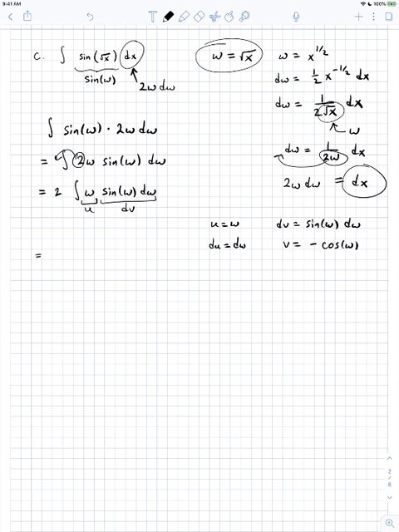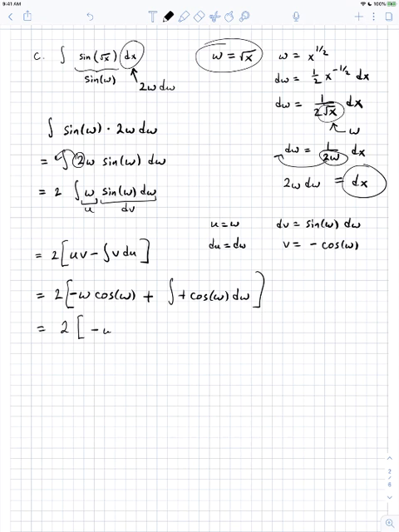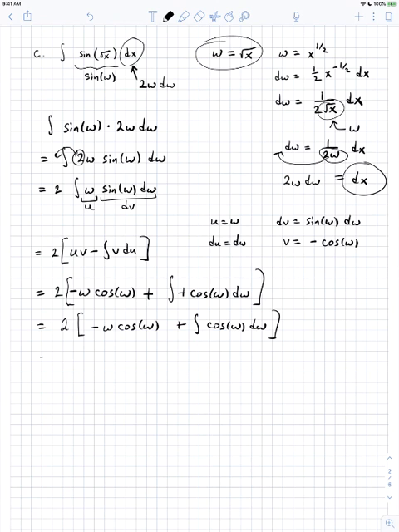So now this is going to be 2 times u times v minus the integral of v du. Just plug everything in. 2 times u, w, times v, which is a negative cosine of w, minus the integral of v, so it's minus cosine of w du, which is dw. Now here you've got a minus, which is a plus. So you've got minus, let's not forget the 2, minus w cosine w plus the integral of cosine w dw. Now this one has an elementary antiderivative, so we can compute that in a fairly straightforward way.